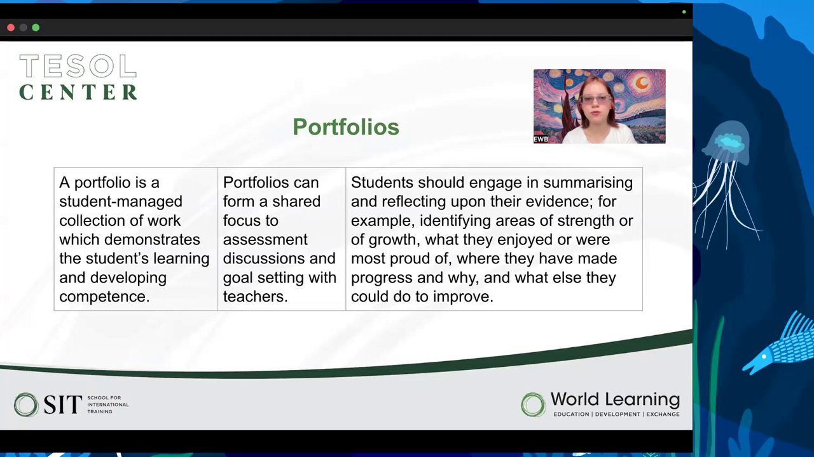Portfolios are also good for goal setting, because from them you can track if you achieved the goal or not. Okay, but teachers need to provide time when students will summarize and reflect on these portfolios and identify areas of strengths and growth together in the class or in a written assignment.